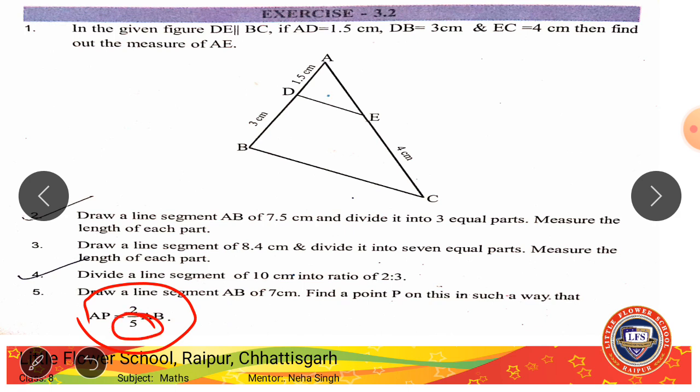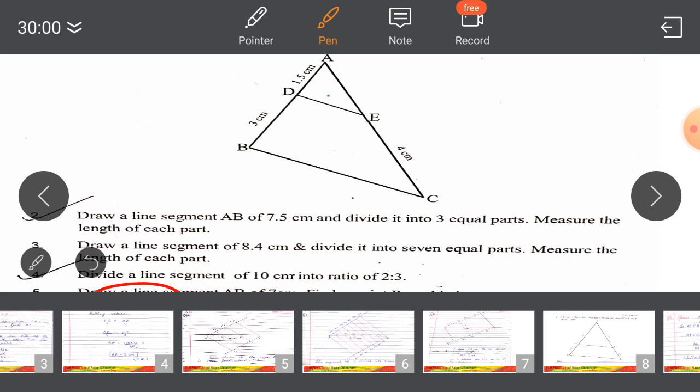So when a fraction is given, we will cut the arcs depending on the number in the denominator. Suppose here it is 5, so we will cut 5 arcs, because you need to find a point P at the second part out of 5 parts. So let us see how we can do this.